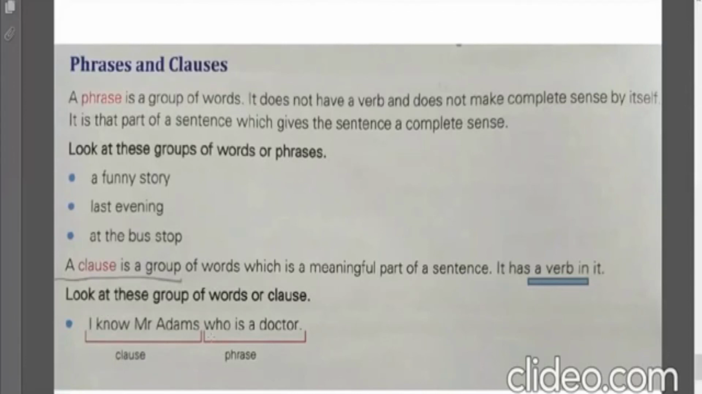The second part of the sentence is, who is a doctor. Now, this is your phrase. The reason: first, it does not have a verb. Second, it is not giving a complete sense. So, who is a doctor will be your phrase.